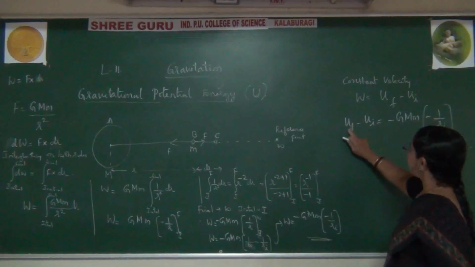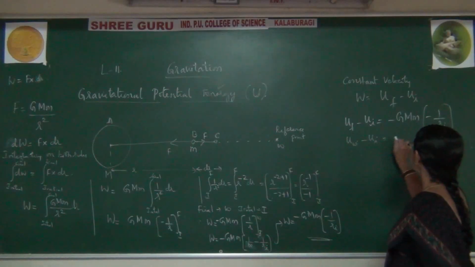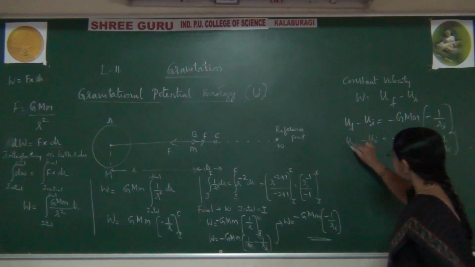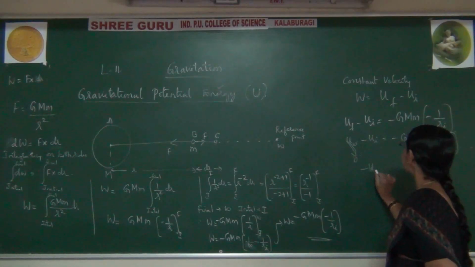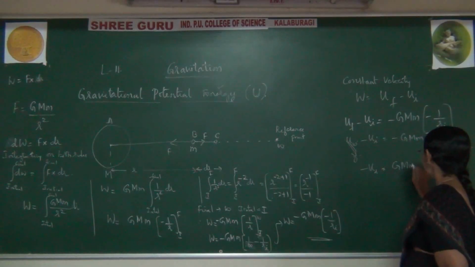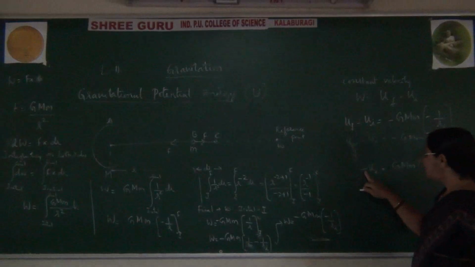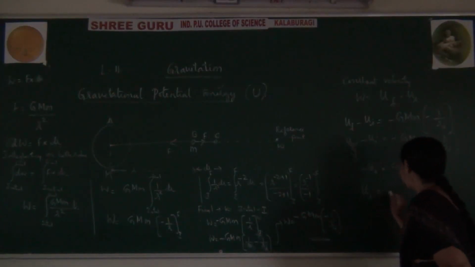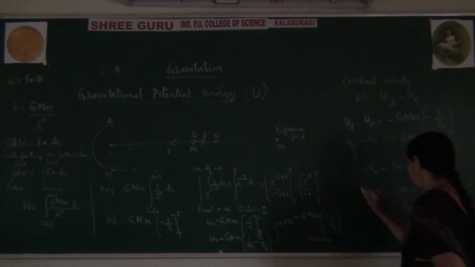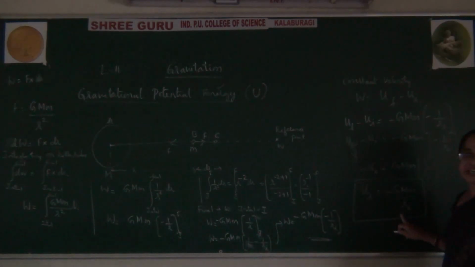But remember, already at infinity I said U infinity minus Ui is equal to minus G M m into minus 1 by r prime. But this tends to 0. Therefore you get minus Ui is equal to, this minus into minus will become plus, G M m into 1 by r i. But I want to write Ui itself. At that time you get minus G M m by r i. This is our expression for gravitational potential energy.